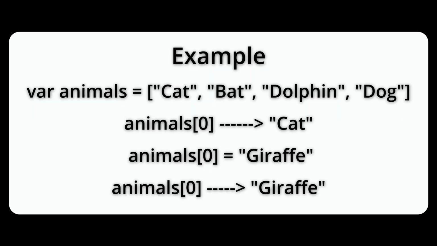You can assign a new value in an array by assigning a new value to the specific index in that array. For example, if we wanted to change the first item in the animals array from cat to a giraffe, we would do animals at index 0 equals giraffe.